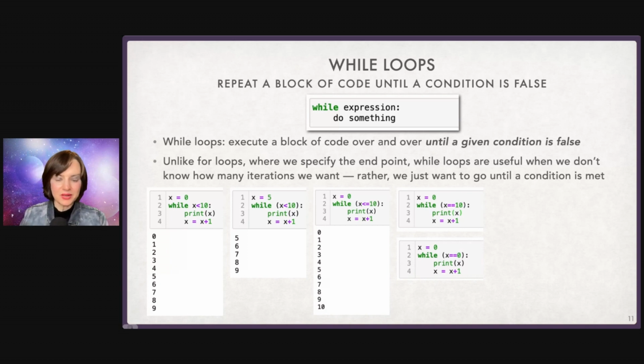We're going to get nothing at all because x is never going to be equivalent to 10 if x is 0, so we don't even enter the loop. All right, here's another one. X equals 0. While x is equivalent to 0, print x, and then add 1, and we get a 0.